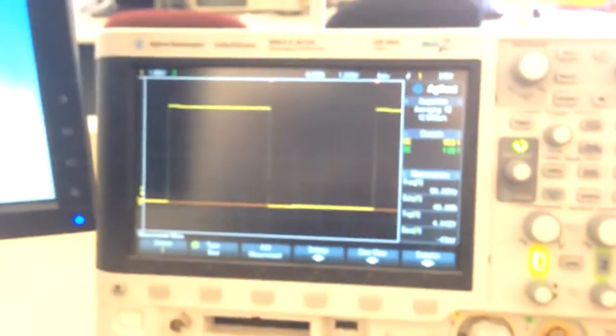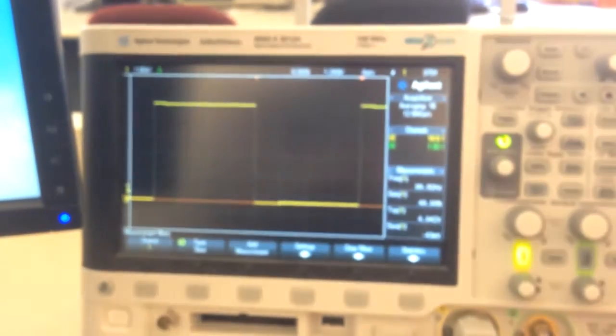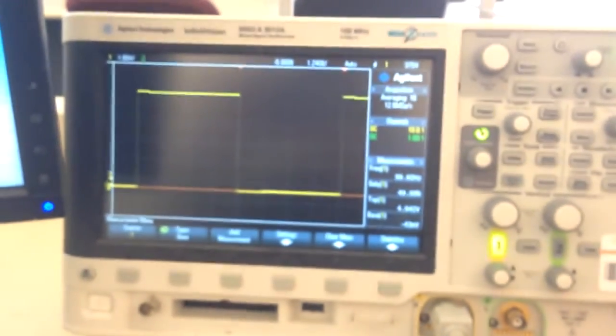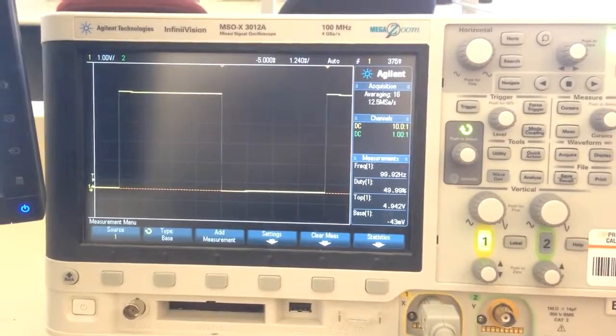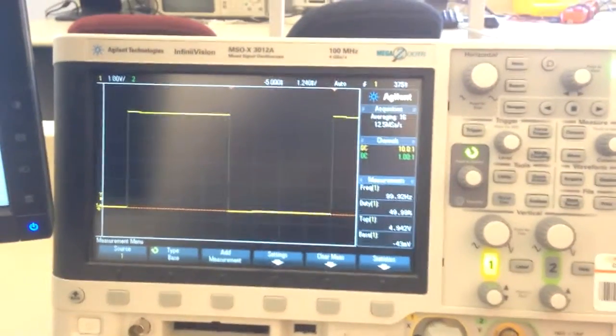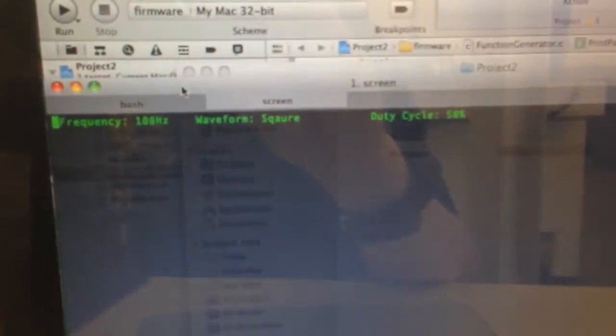And then I've got the oscilloscope probe hooked up to this thing. And you can see by default, when it powers up, you have this nice wave. 100 hertz, 50% duty cycle, square wave. And that's what you see on the screen. 100 hertz, 50% duty cycle, square wave.